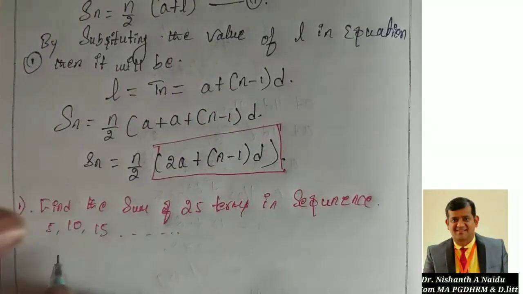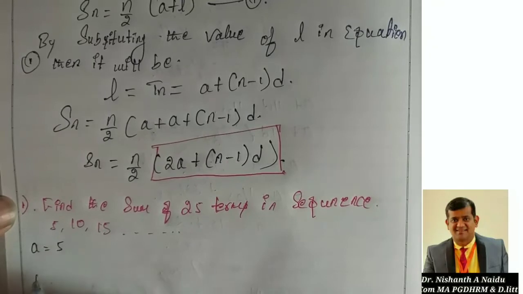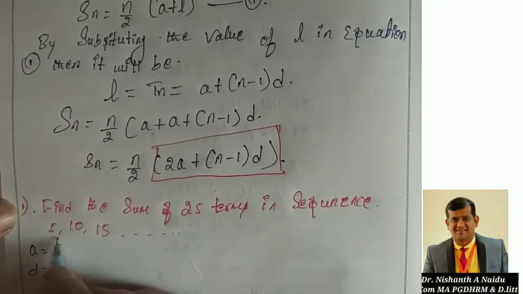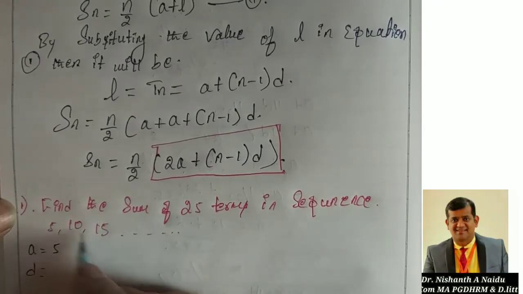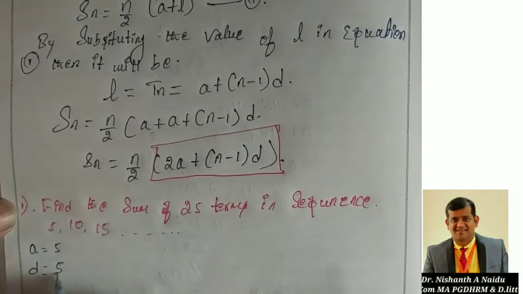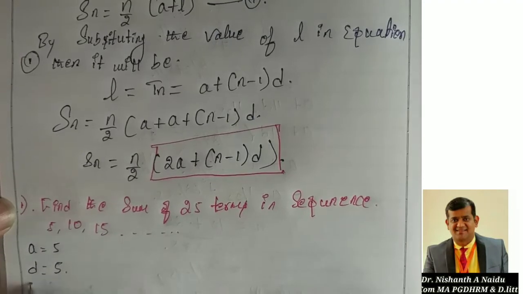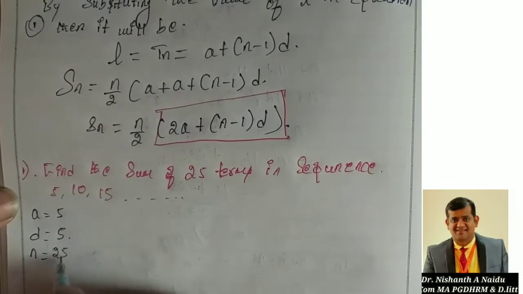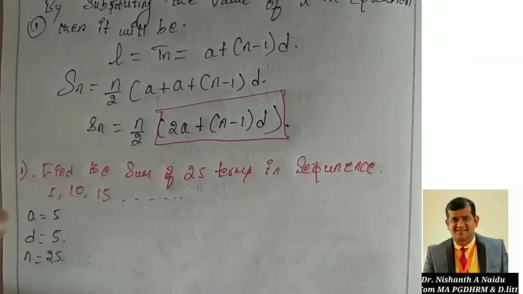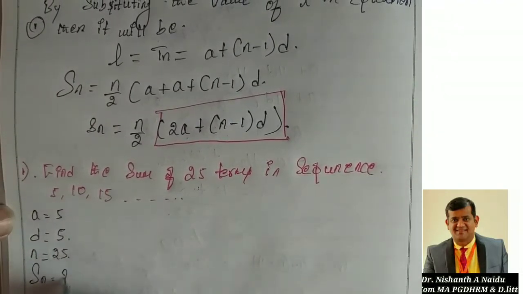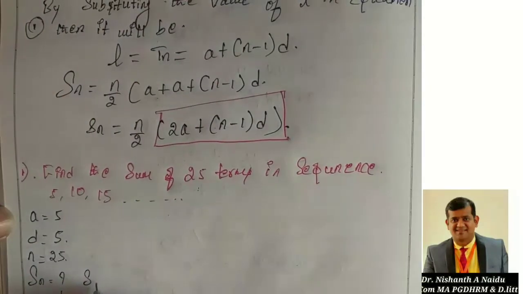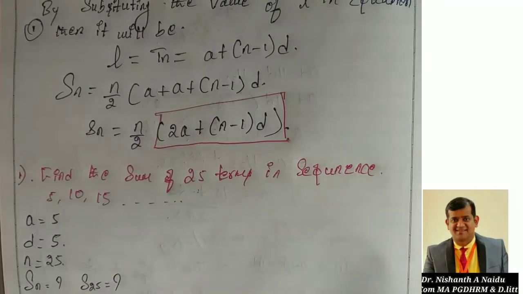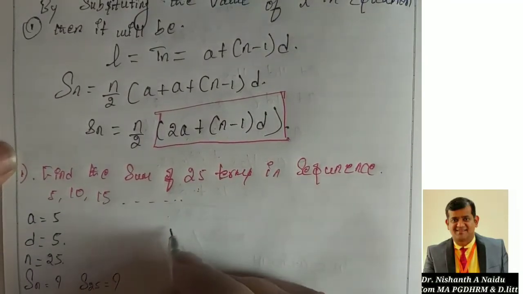Okay, so here we know a equals 5, and we also know d. That is 10 minus 5 is 5, 15 minus 10 is 5. Common difference is 5. Then n equals 25, we have to find the 25th term. We don't know Sn, so Sn equals question mark. We know n, so yes, 25 we need to identify in this problem. Okay, so now let us apply this.